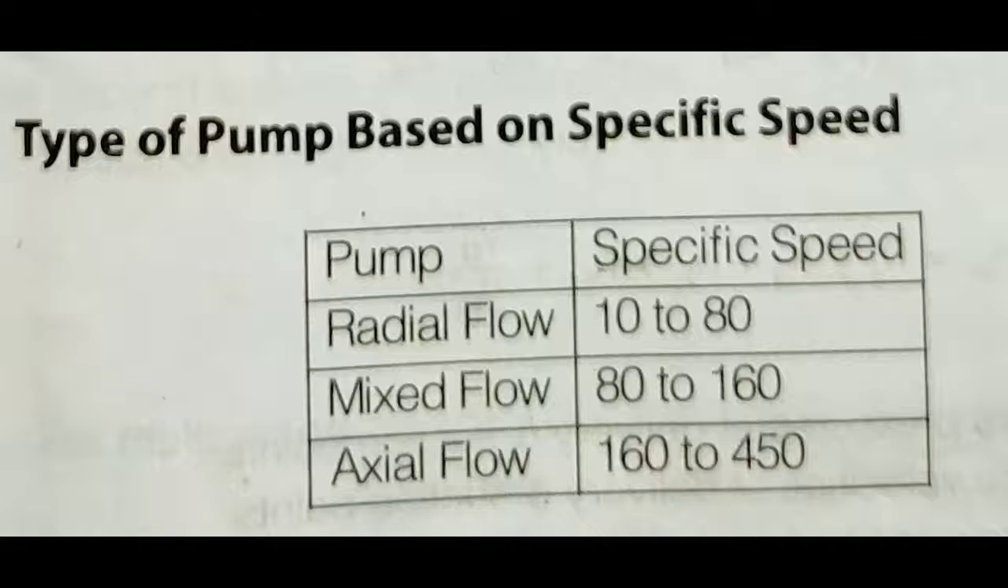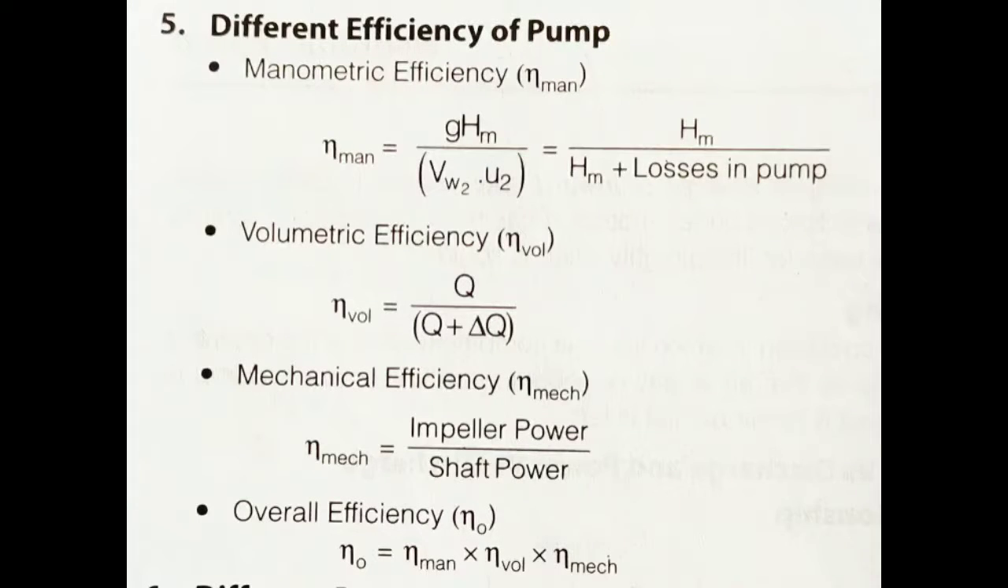Now, types of pump based on specific speed. If the specific speed is between 10 to 80, that pump is radial flow. If the specific speed is between 80 to 160, it is mixed flow. And if the specific speed is between 180 to 450, that is known as axial flow pump.